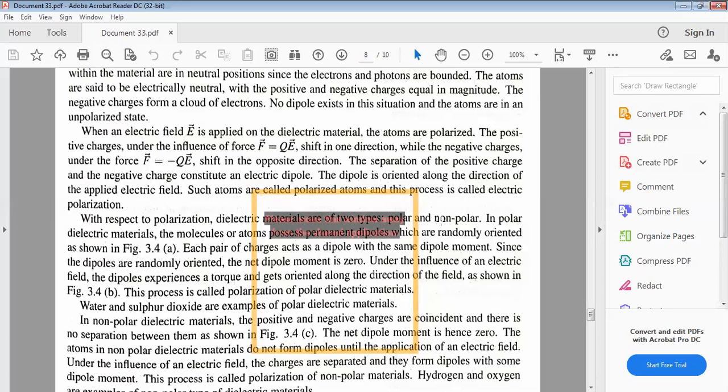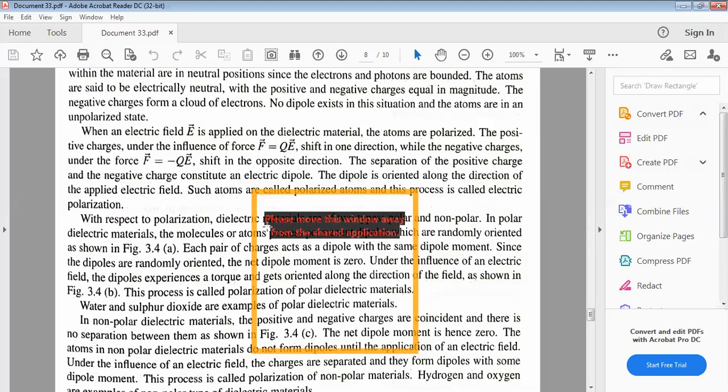Actually, the polarization concept belongs to antennas also, where the electromagnetic wave is liberated from the surface, and based on that, polarization is defined again. But here, polarization is defined in view of how electric dipoles are formed in the dielectric material when an external electric field is applied. Such atoms are called polarized atoms, and this process is called electric polarization.